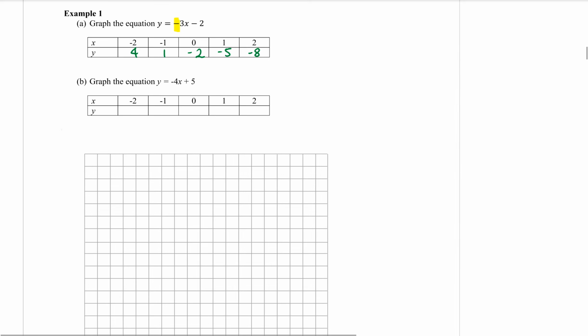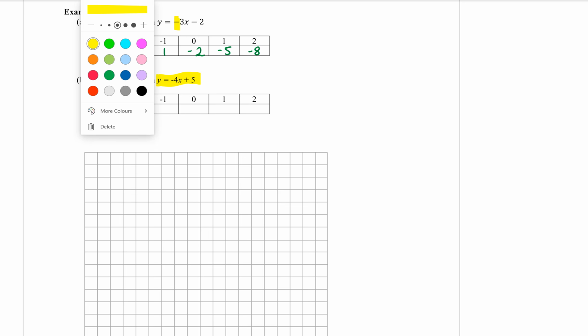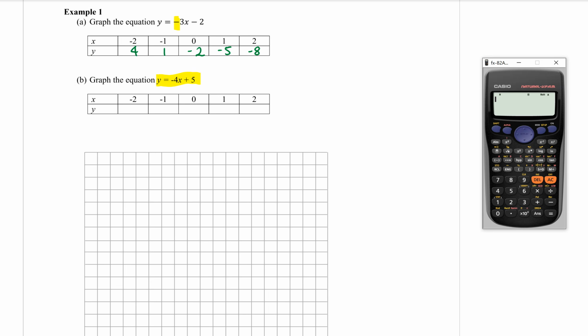Then, let's do the second table while we're at it. Our second equation is y equals minus 4x plus 5. So for this one, we have a minus 4 times by x, but x is minus 2. Then I need to plus 5 equals 13.